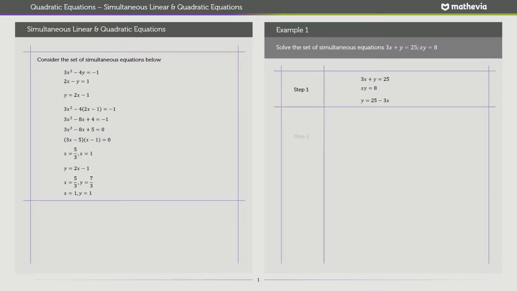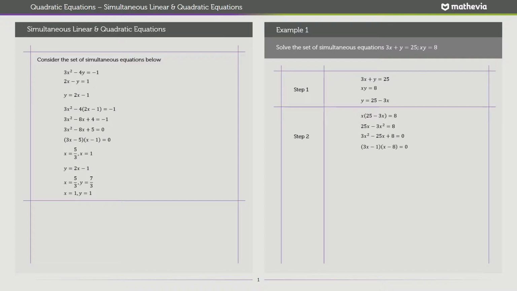That's the first bit. The next thing you want to do is substitute your value for y into the other equation. So we have x multiplying y = 8, and we have y = 25 - 3x. So you have x(25 - 3x) = 8. You just go ahead and expand that, so you have 25x - 3x² = 8. And as you can see, we've definitely arrived at a quadratic equation. We just go ahead and solve by method of factorization.